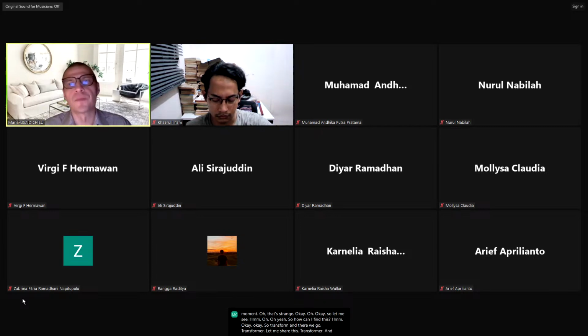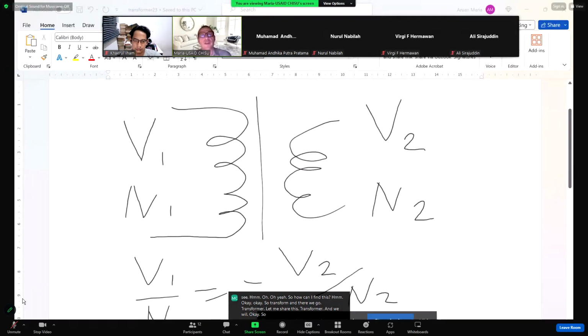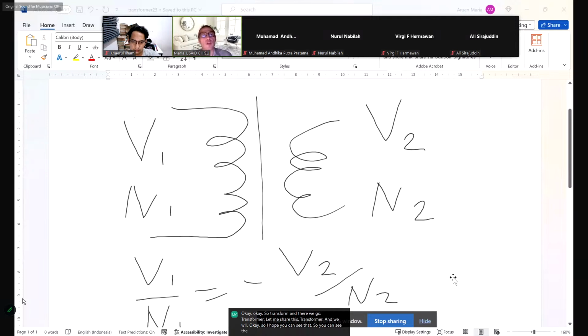There we go. Okay. So I hope you can see that. So you can see the primary coil V1 N1. V1 is the voltage and N1 is the number of loops, and secondary coil V2 N2. And the equation is V1 over N1 is equal to minus V2 over N2. So if you know three of those numbers, you can find the fourth of those numbers, okay? Please, questions, comments, anything. Questions or comments, please, or both.